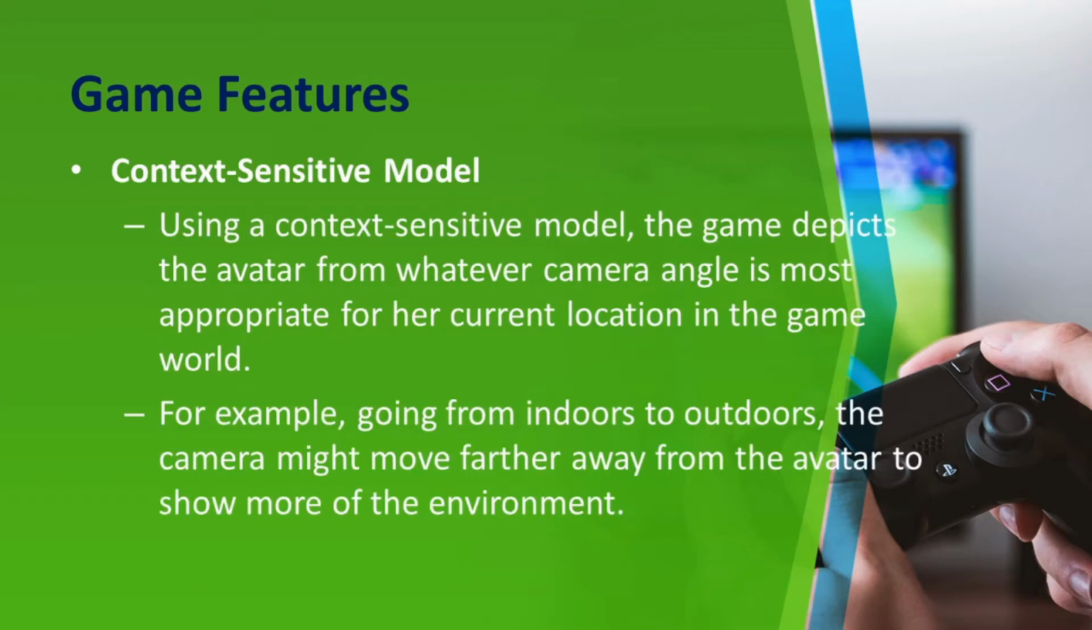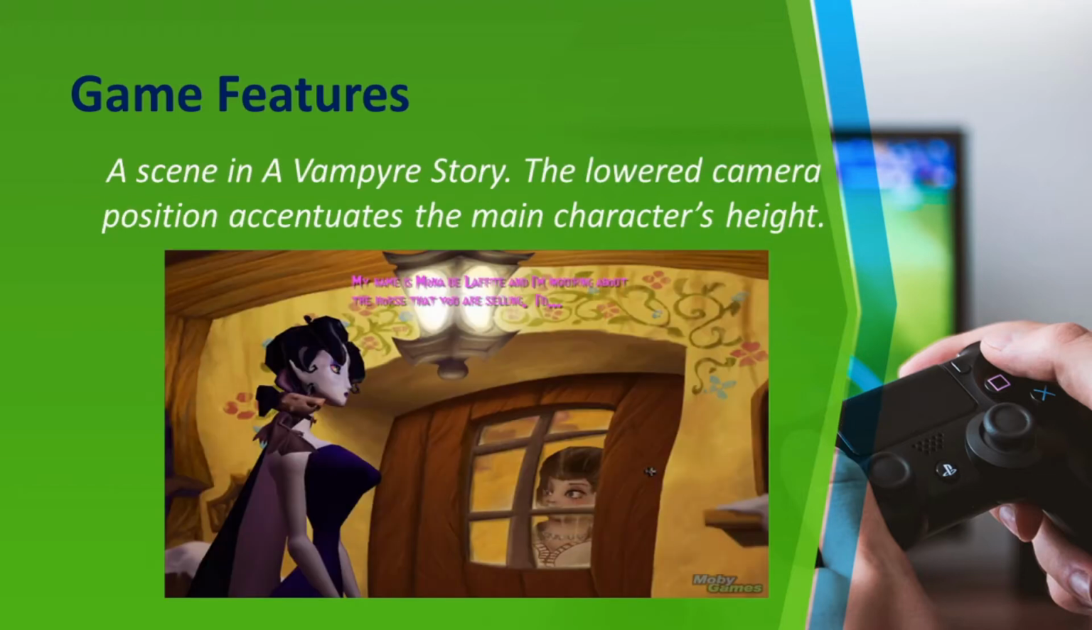Next, we have the context-sensitive model. Using a context-sensitive model, the game depicts the avatar from whatever camera angle is most appropriate for his or her current location within the game. So for example, going from indoors to outdoors, the camera might move farther away from the avatar to show more of the environment.